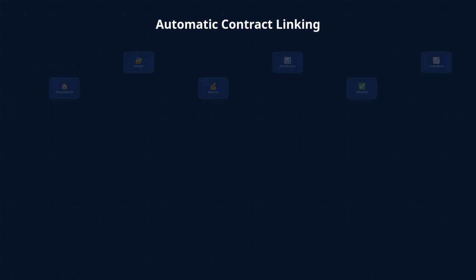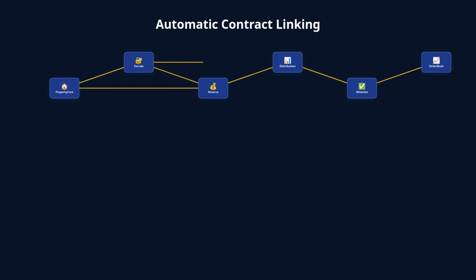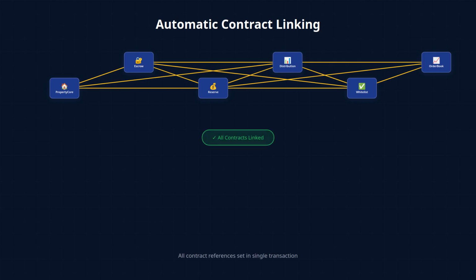After deployment, the factory automatically links all contracts together. Property Core knows about its escrow. Escrow knows about the whitelist manager. Distribution knows about the reserve fund. These cross-contract permissions are set atomically during deployment, eliminating configuration errors and ensuring seamless operation from day one.